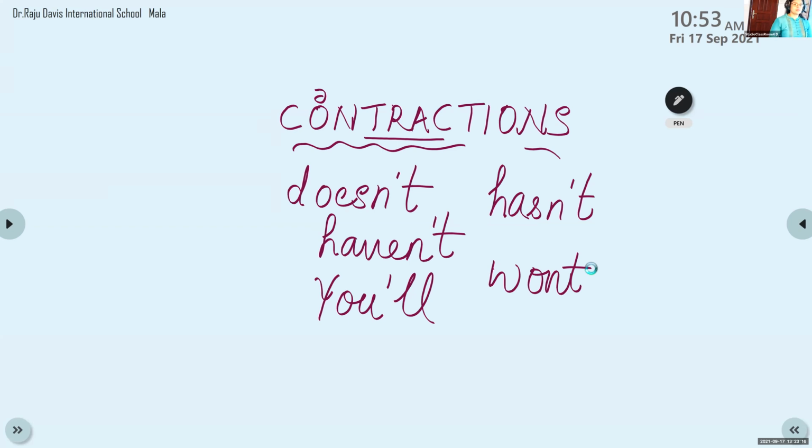Okay. Won't? Will not. Exactly. Hasn't? Has not. Of course, yes. So what happens here is the two words are linked together, and when they are linked, one or two letters are taken away, and instead of that, an apostrophe appears. This is all about contractions.